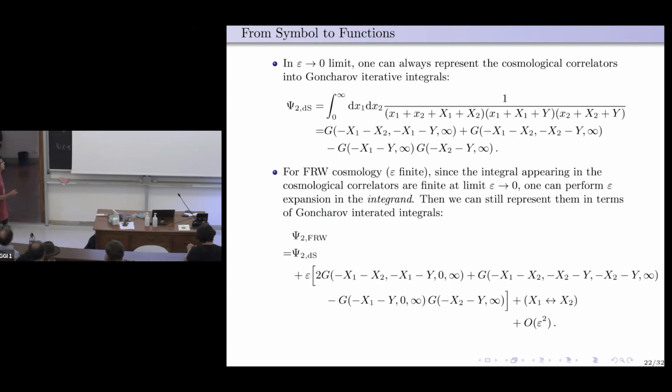In order to get a fully well-defined result without these seemingly divergent functions, we only have to do some regularizations between these functions, and it's not really hard. Similarly, for FRW cosmology, say for the epsilon finite case, since the integrals appearing in the cosmological correlators are finite, we can just perform the epsilon expansion inside the integrand. This is very good news compared to Feynman integrals.